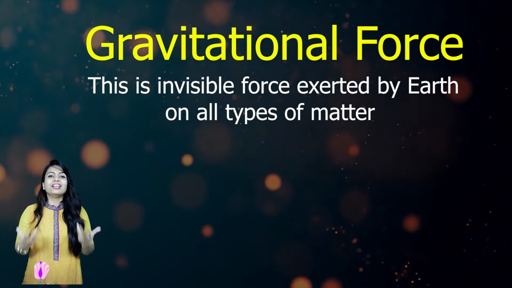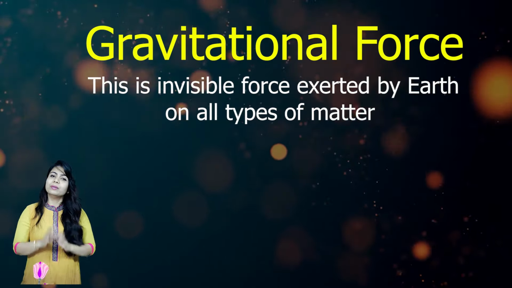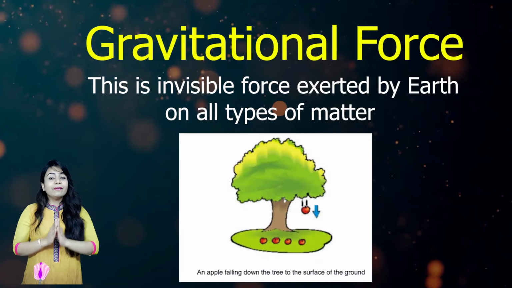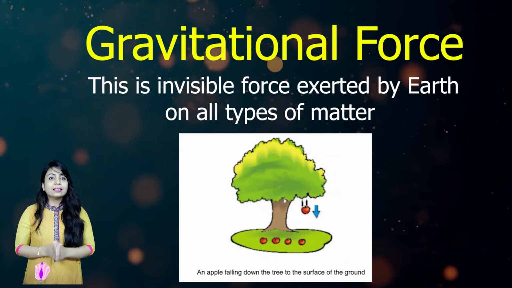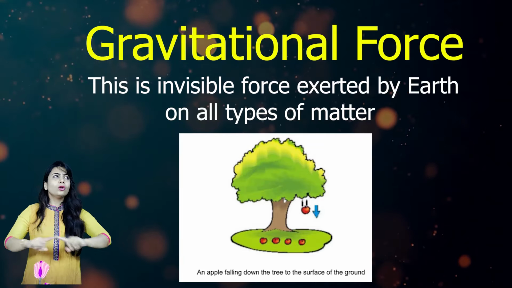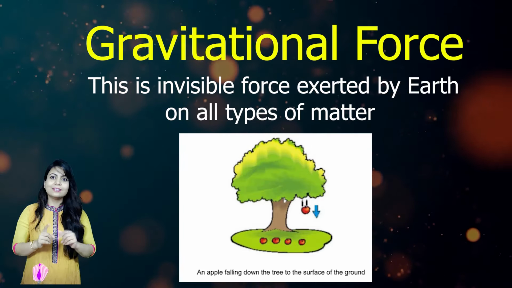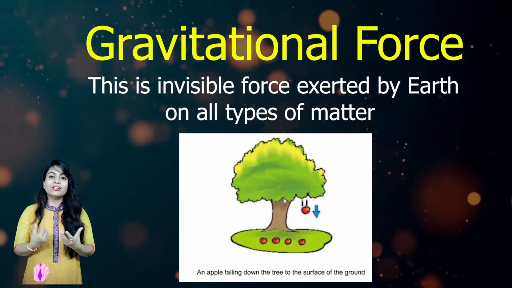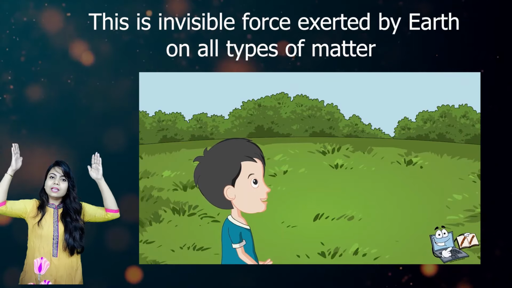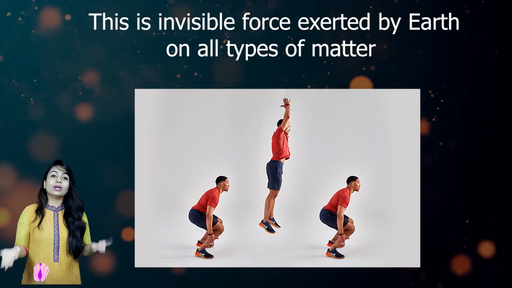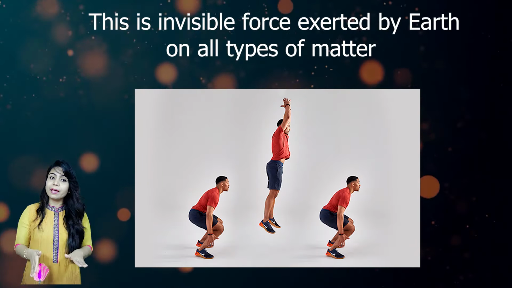Now last but not least is gravitational force. Yes, you must have heard about this. Gravitational force is actually the force applied by the earth on all the matter in this universe. That is the gravitational force. How does it work? See, whenever you throw any object in the sky, it eventually comes back. Whenever you jump, then also eventually you come back to the ground. Yes, this is the gravitational pull by the earth only.